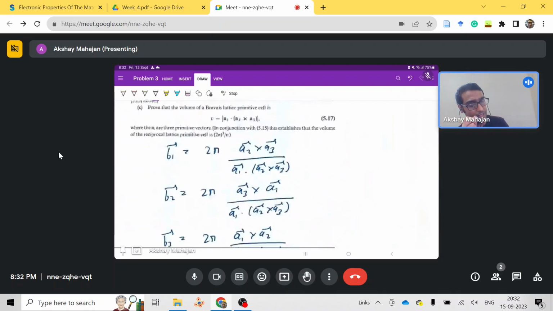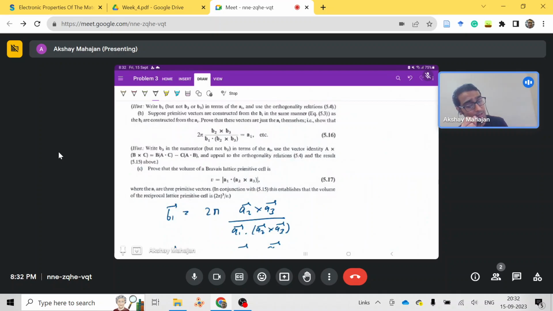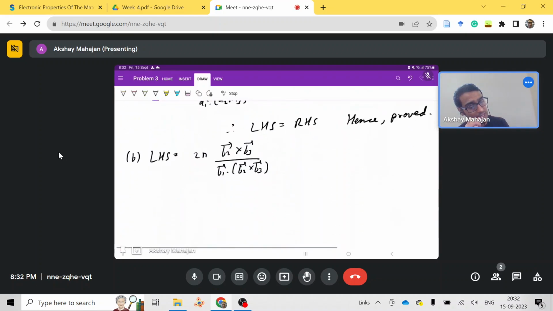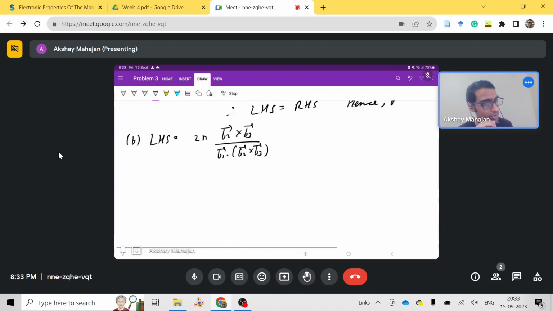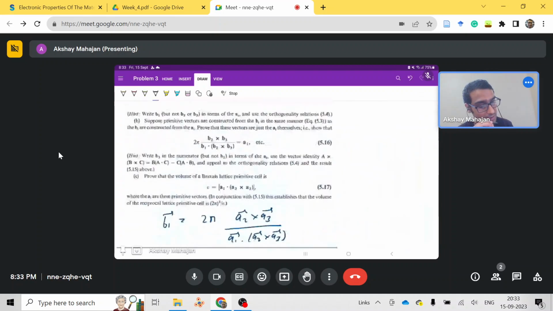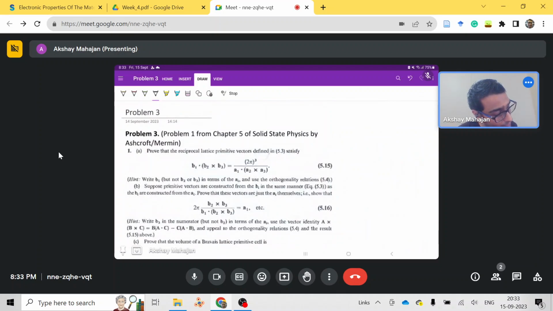So if I write b1 vector, I write it as 2 pi times a2 vector cross a3 vector divided by a1 vector dot a2 vector cross a3 vector. Now instead of these ai vectors, you just replace them with the bi vectors, and that is what we have done here. Instead of a2 we have b2, instead of a3 we have b3. So basically you can see that we are making a reciprocal lattice vector from a reciprocal lattice vector itself. Okay, so this is going to give us a very interesting proof.